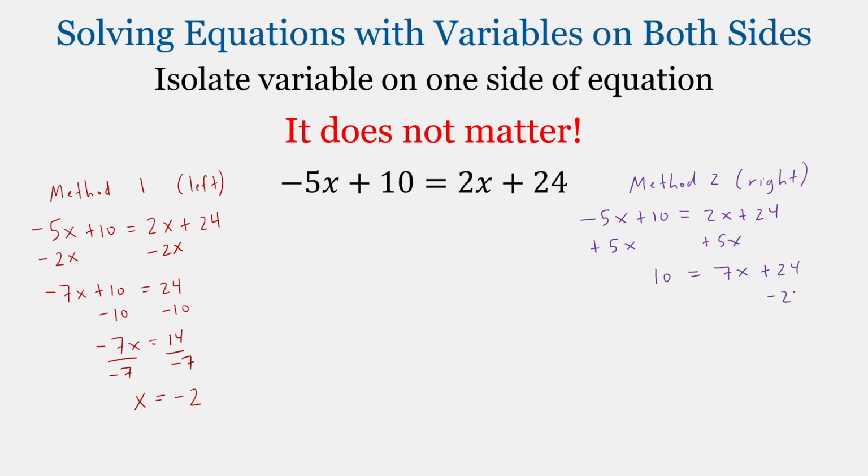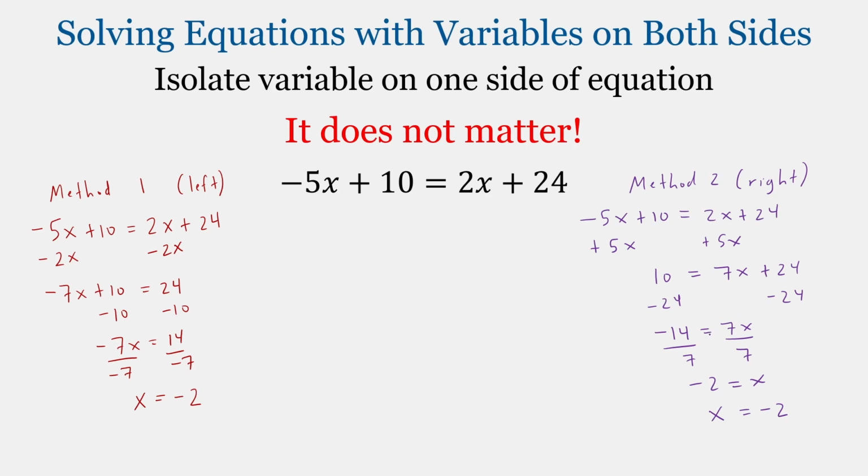Next, we'll subtract 24 from both sides. Get negative 14 equal to 7x. And then dividing both sides by 7, this is negative 2 equal to x, or x equal to negative 2. We get the same answer, whether we isolate the variable on the right side or the left side, as long as you do the math correctly.